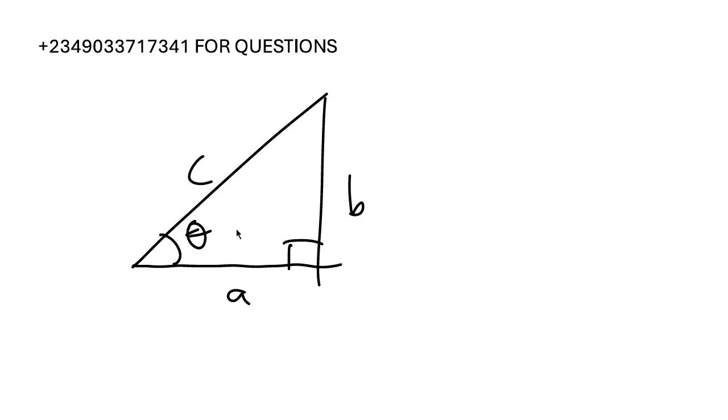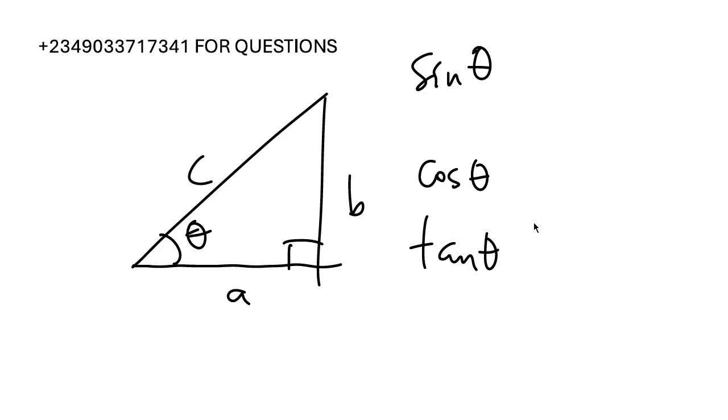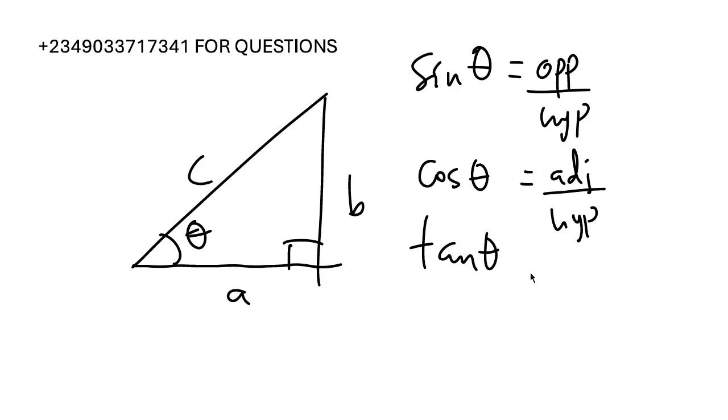From previous knowledge, I guess you should know that we have the sine of the angle, the cos of the angle and the tan of the angle. In the case of sine theta, it's simply the opposite side over the hypotenuse, for cos theta the adjacent side over the hypotenuse, and for tan theta the opposite side divided by the adjacent.